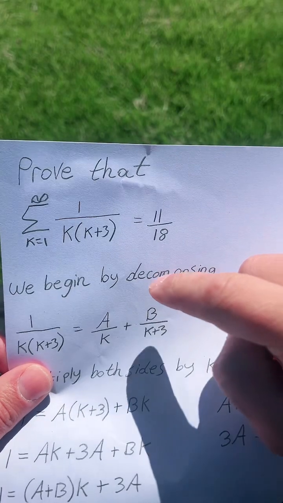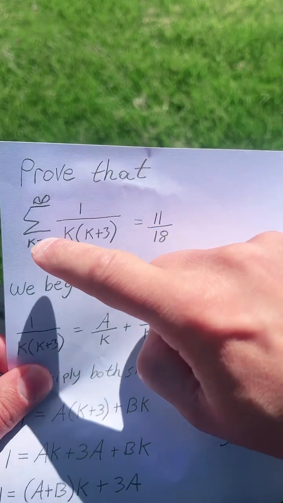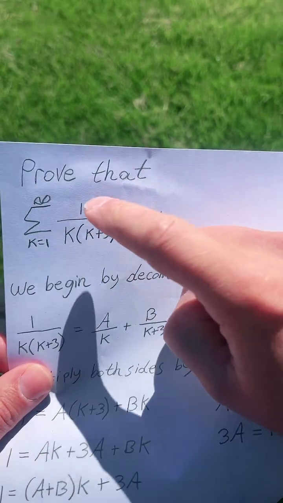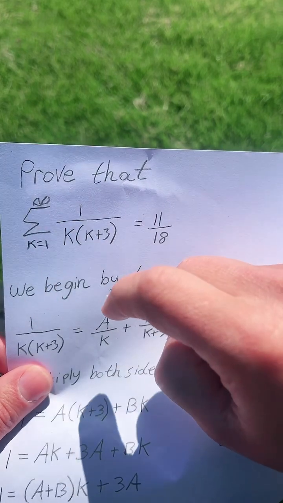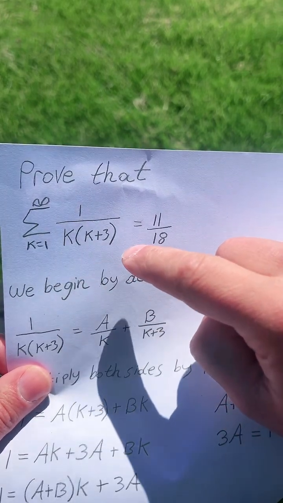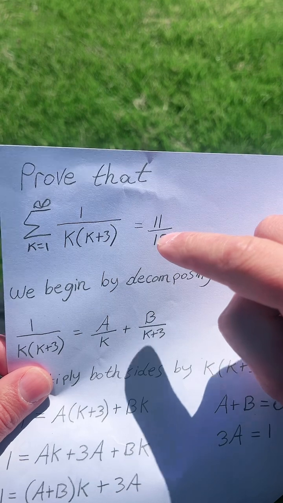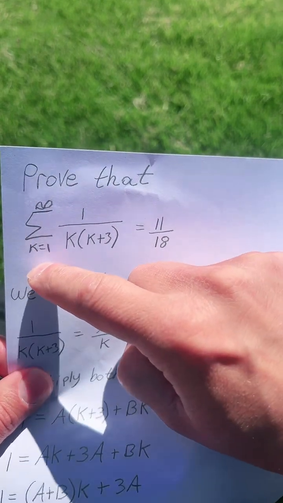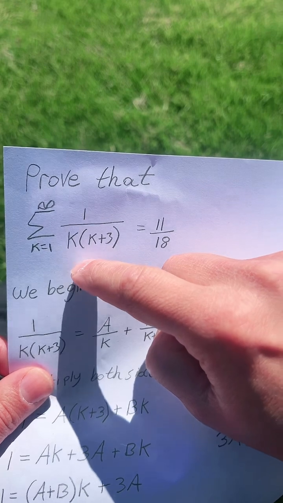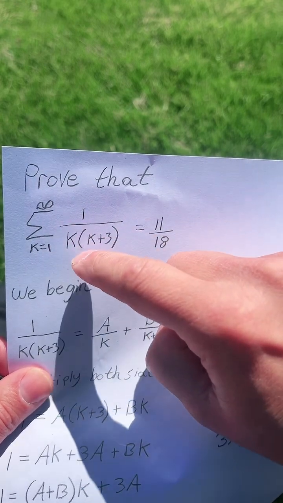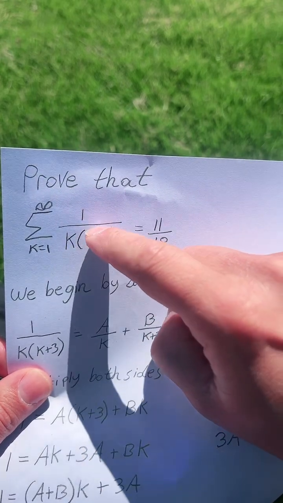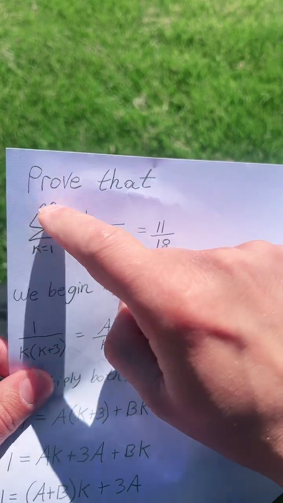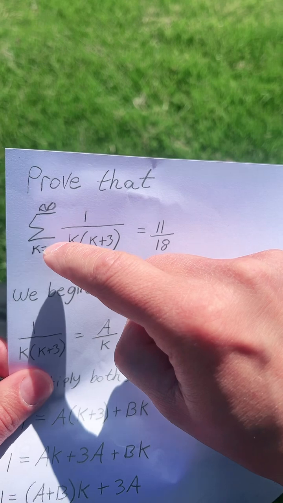So here we are asked to prove that the sum of k going from 1 all the way to infinity of 1 over k times the quantity k plus 3 is going to be equal to exactly 11/18. So what this means is we start with k being equal to 1. So if k is 1, what do we have? We have 1 over 1 times 1 plus 3. That's 1 over 1 times 4. So we have 1/4.